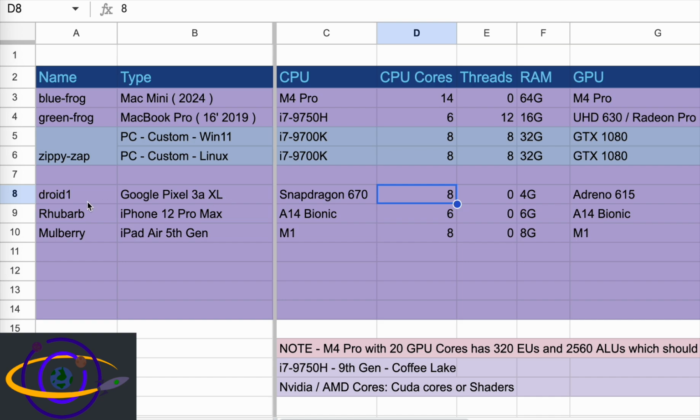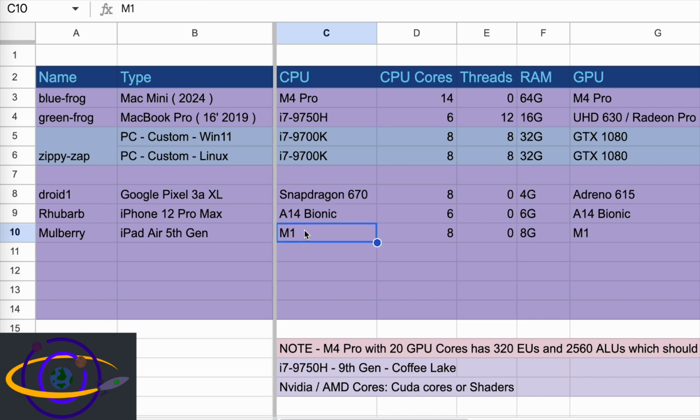So if you look down here, we have 3 smartphones, and it's interesting to see how these stack up. We've got a Snapdragon 670, an A14 Bionic, and an M1.